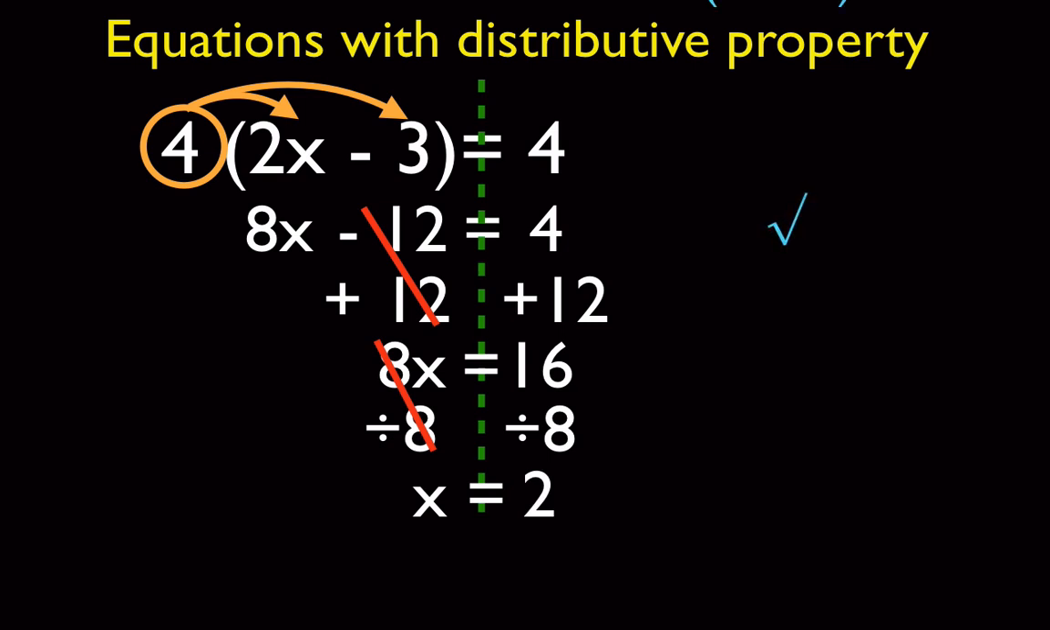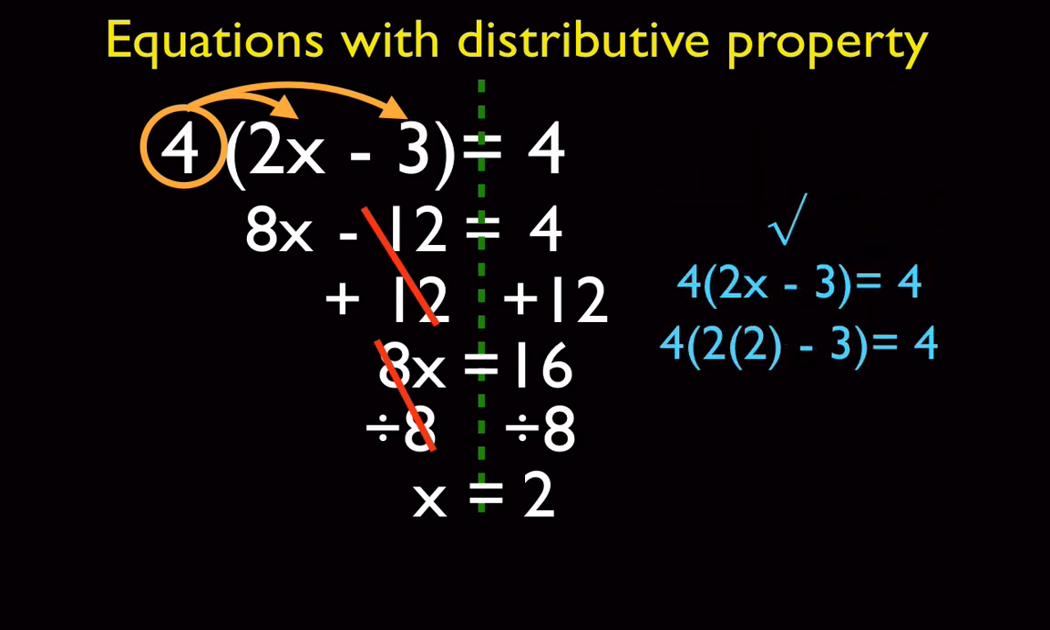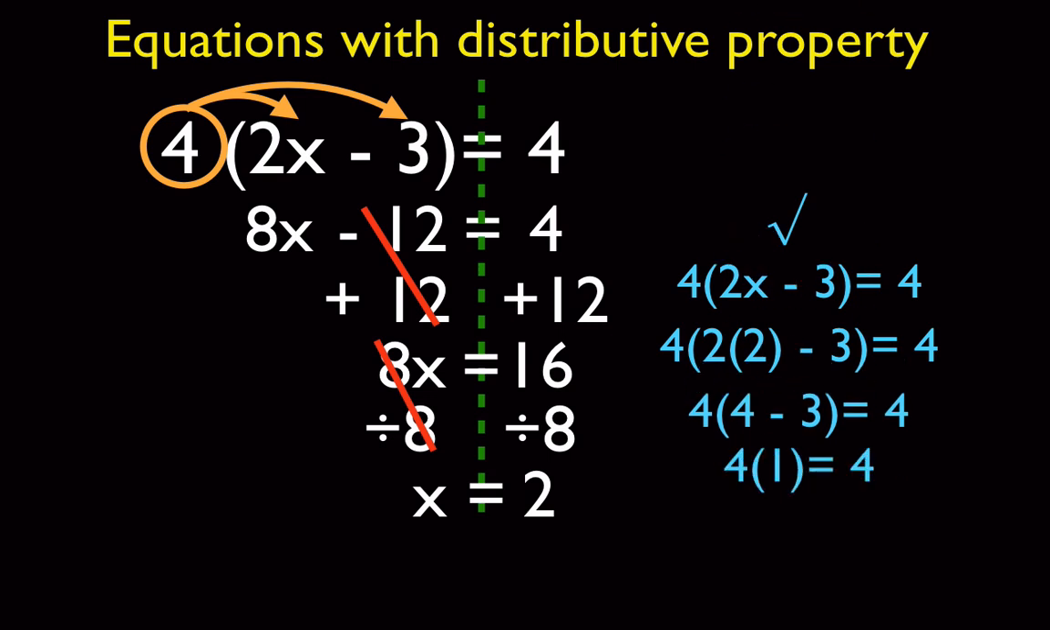Again, the way we check to be sure is we just take that x and we replace it with a 2. As you'll see, if we do that, we get 2 times 2 is 4, 4 minus 3 is 1, 1 times 4 is 4. As long as that turns out accurate, then our answer is correct.